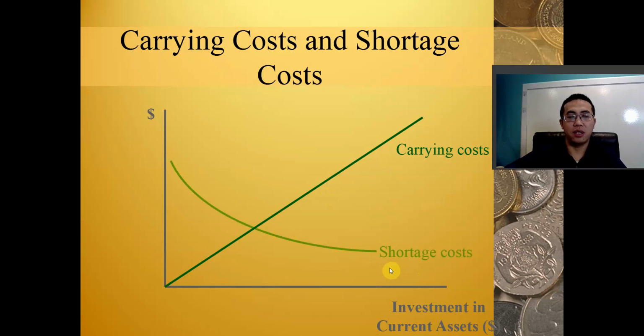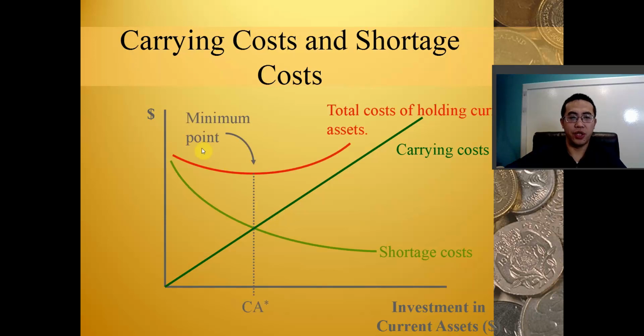As if there's a sudden order, like Sweet Peas had a big candy order. If they have enough inventory, they could just make up the candies and fill the order in a timely manner. But if they have not invested enough in the inventory, in the cash to buy the inventory, then they would lose that order, and that is a shortage cost. In summary, the higher the investment in current assets, the lower the shortage cost would be.